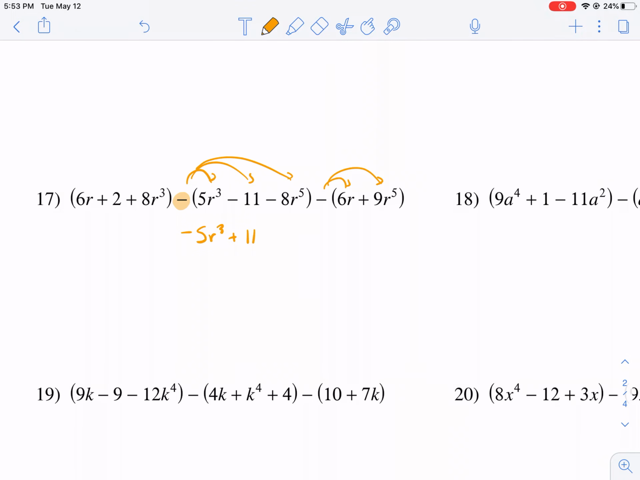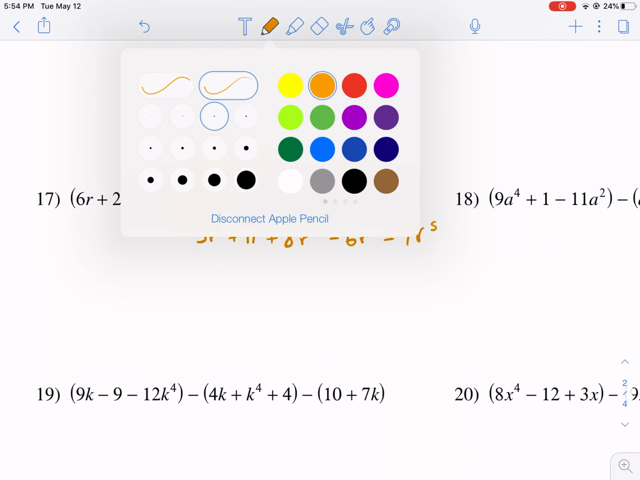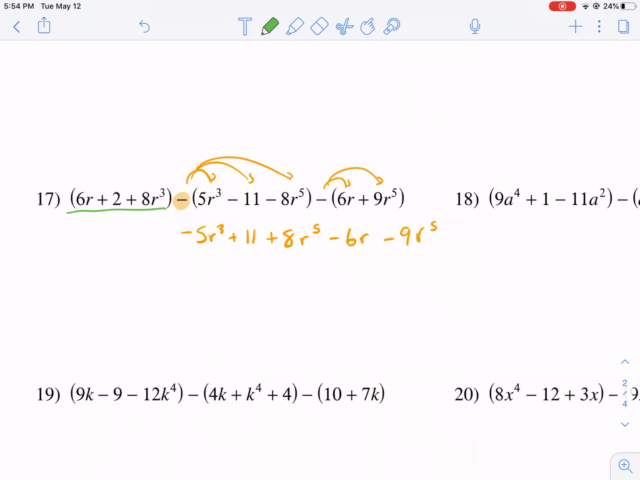Here we have negative, negative becomes a positive 11. Again, a negative times a negative R to the fifth is going to be positive R to the fifth. Then we have negative 6R minus 9R to the fifth. And here, I'm just not going to rewrite this. I'm just going to leave it, but I'm going to identify like terms.